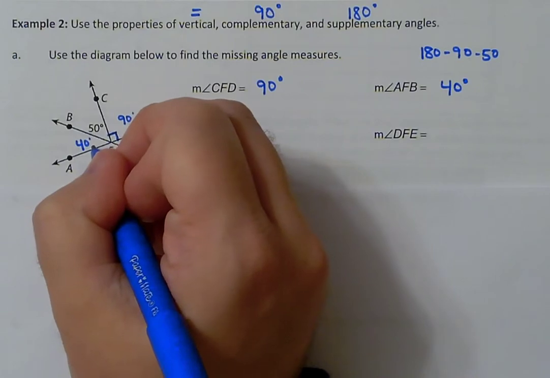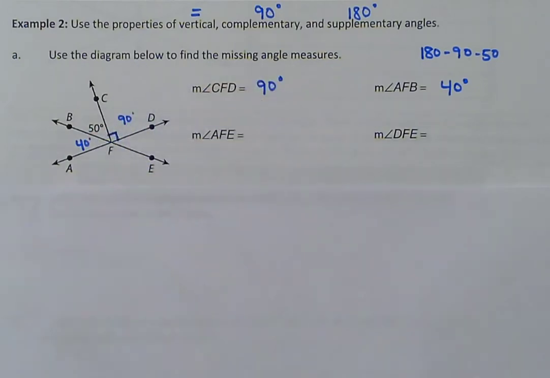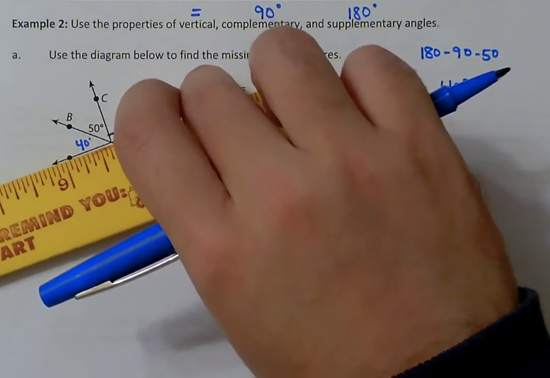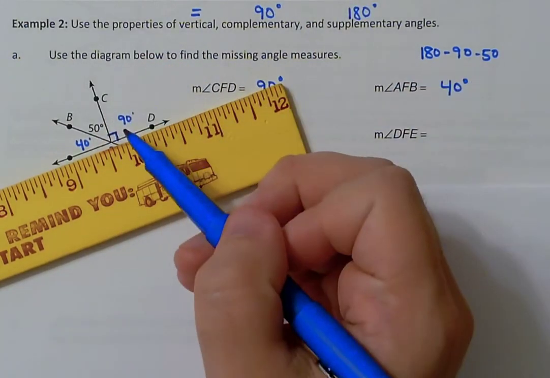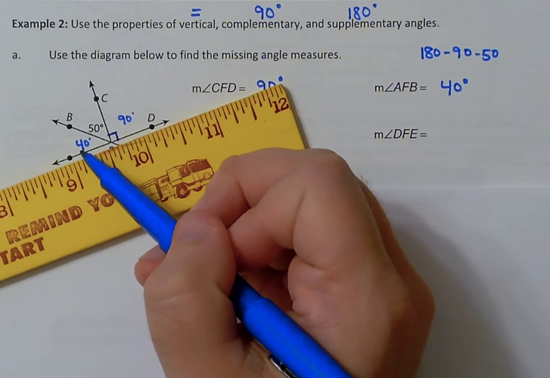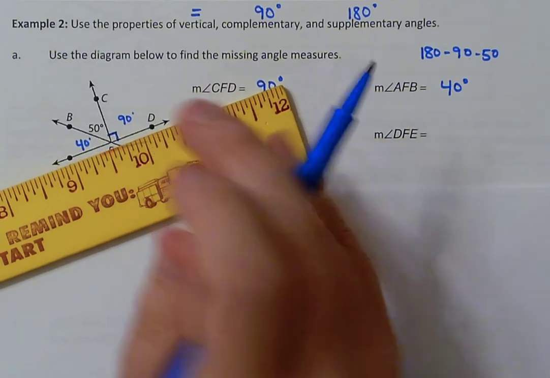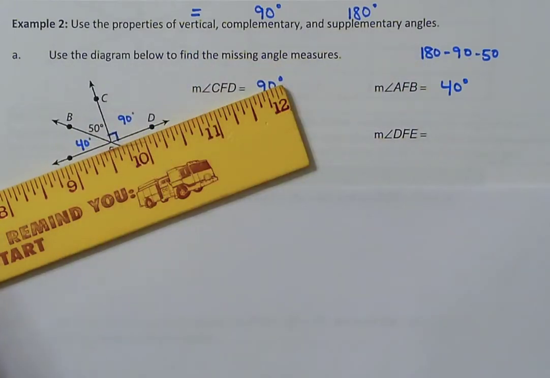So AFB is going to be 40 degrees. Again, I use the idea of a linear pair. So they form a straight line, meaning they add up to be 180. 90 plus 50 plus 40 gets me 180, thus forming my straight line.